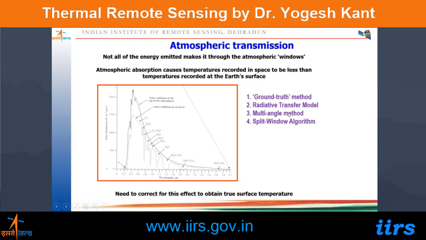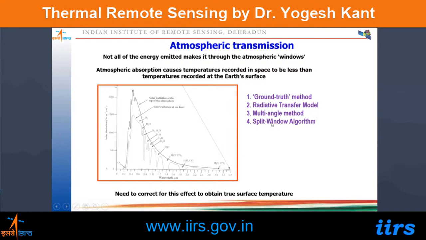Another is the multi-angle method. Here what we do is we try to measure the atmospheric transmittance, which is proportional to the path radiance or the path length. So for different path lengths, depending on the different view angles, we try to estimate the atmospheric transmittance, and then we use the model to correct the atmospheric effect.